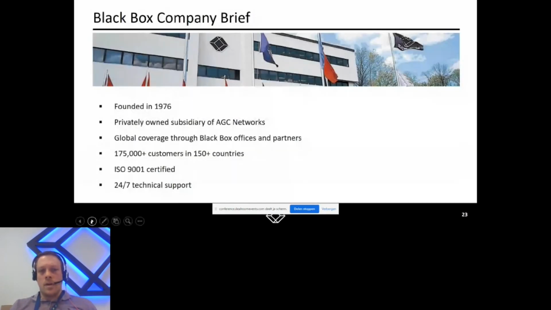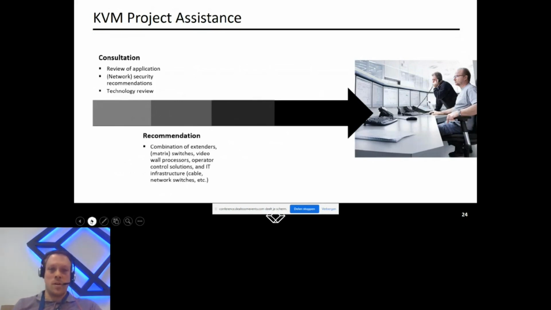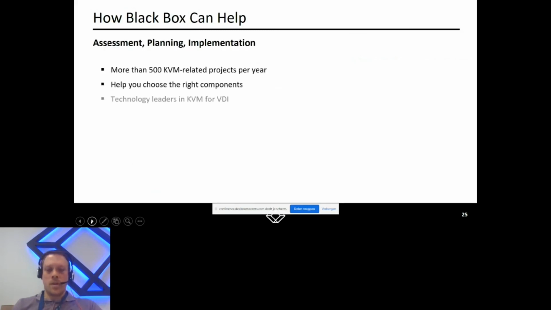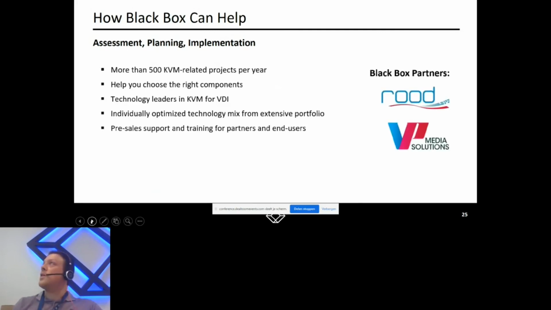Now, the last part is how we can help you. So how do we do it? Well, we can offer you support, pre-sales and post-sales. Of course, we don't do this alone. We have 2 partners in Belgium. These are VP Media and CN Hood. They will also be able to help you choose the right KVM solution to suit your needs. And they can always count on us for support, pre-sales and post-sales, of course.